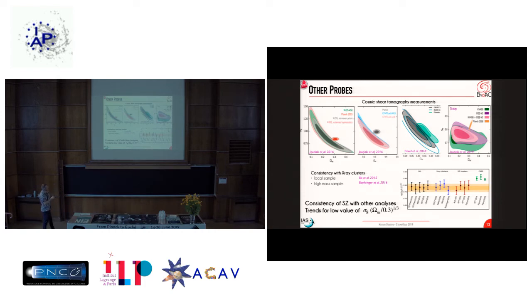There are also X-ray analyses from an X-ray sample, a local sample from Ilic et al., or a high-mass sample from Böhringer. And all of them somehow find a lower value of sigma 8 omega m compared to CMB. Every time it's almost consistent at between 1 and 2 sigma, but systematically it's a lower value. There's never someone finding a higher value of sigma 8 compared to CMB. So is this a signature of something going on at low redshift compared to high redshift? Is it really just a statistical fluke or not? This has to be checked.